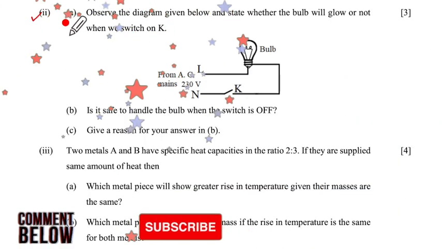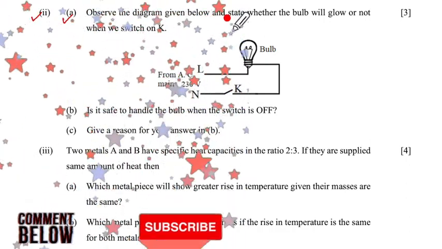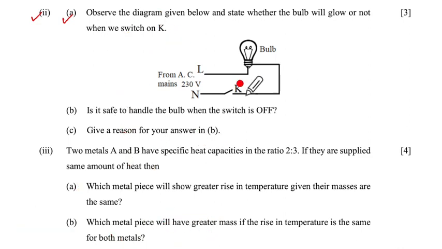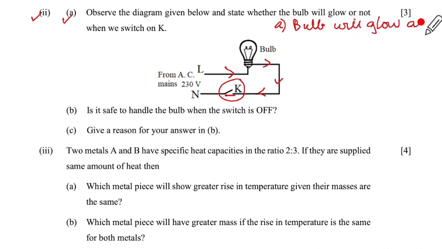Question 3, second part A. Observe the diagram given below and state whether the bulb will glow or not when we switch on K. Now K is the key, it is an open key. When we close it, there will be a complete continuous path. And so from the live, we will have the current flowing through the circuit and they are asking you, will it glow or no? So your answer A will be: the bulb will glow, as it will be a closed circuit.